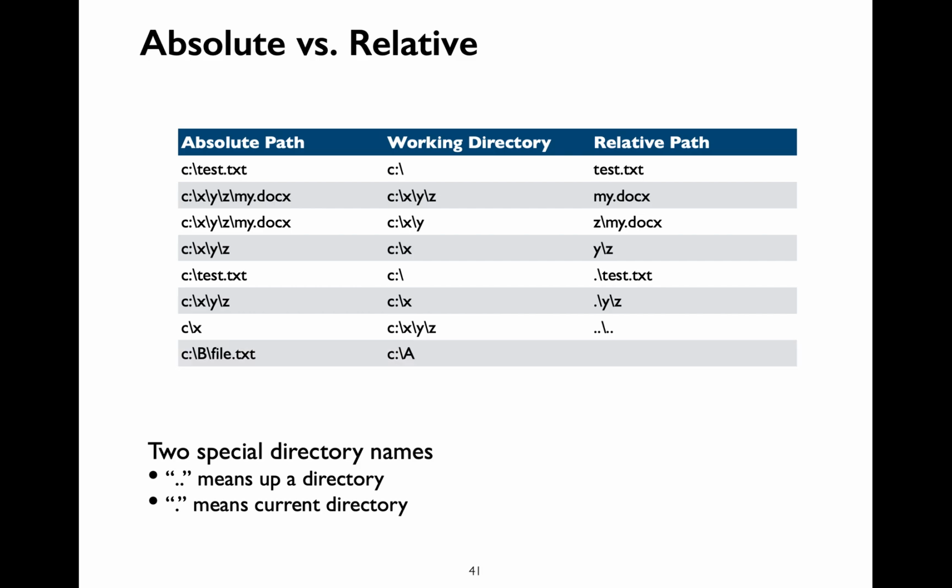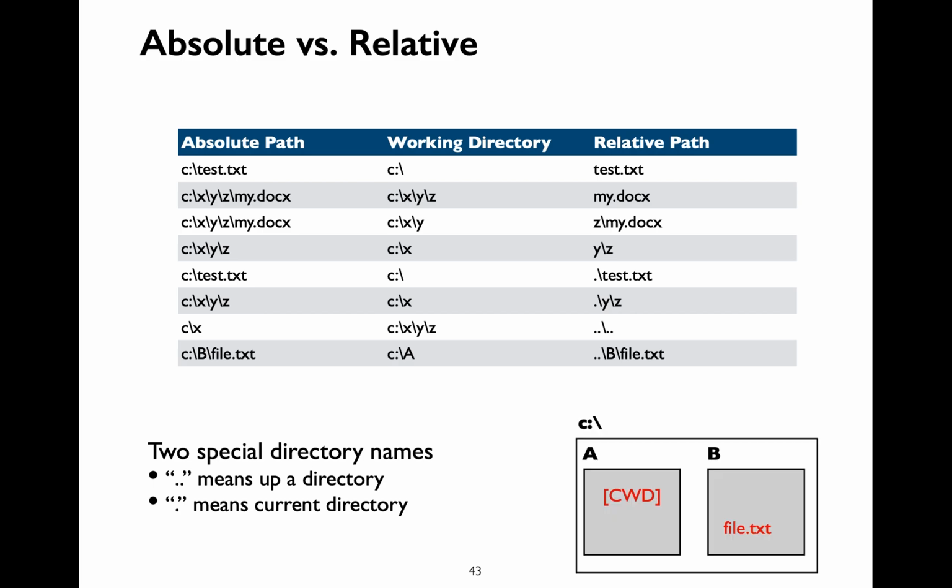Let's go through one more example. So your current working directory is inside C drive A directory and you want to be able to access C drive B directory file.txt. So first of all, you need to get out of A, so that's going to be dot dot, and then you need to get into B, so it's going to be slash B and then slash file.txt. This last example is a little bit tricky, so I have a diagrammatic visualization for that.